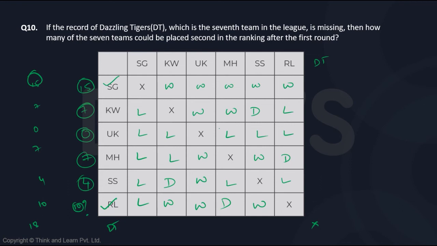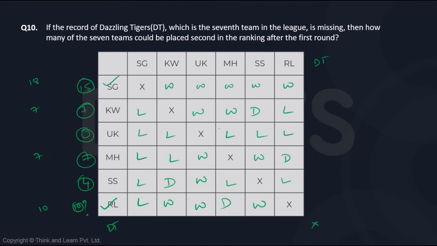Okay. Now, can DT itself come second? Yes. Let's see. If DT is coming second, it means it should be getting less than 15. So what happens if DT wins 4 matches? If DT wins 4 matches, 4 3s are 12 points. Right? So DT wins 4 matches. Let's say it has won against RL. So RL will remain 10. And it has won against MH, which means MH will remain 7. KW, it will remain 7, but lost against SG. So SG is going to 18.